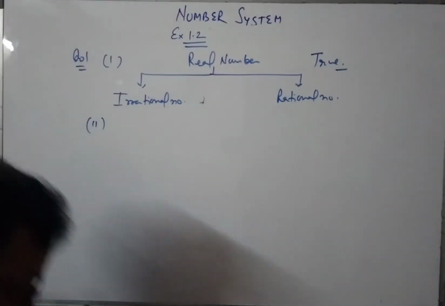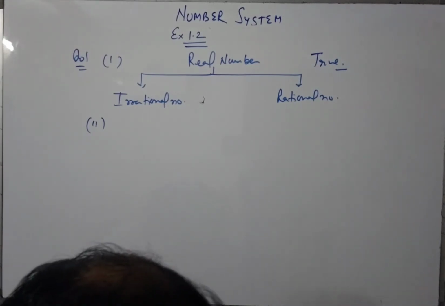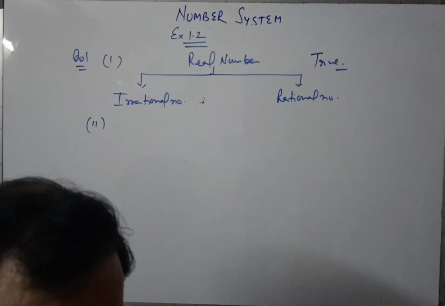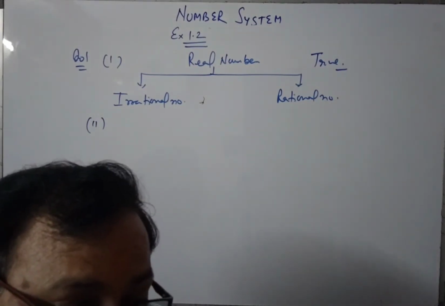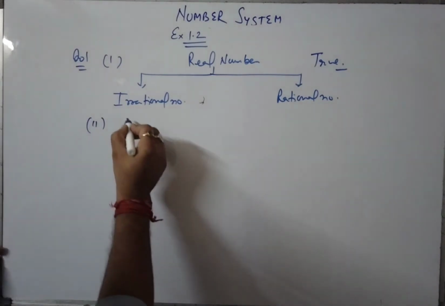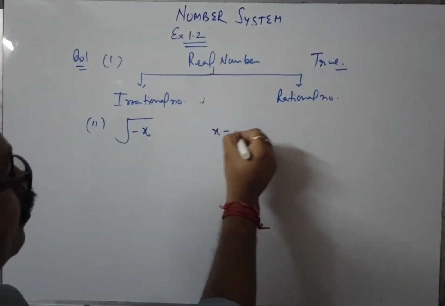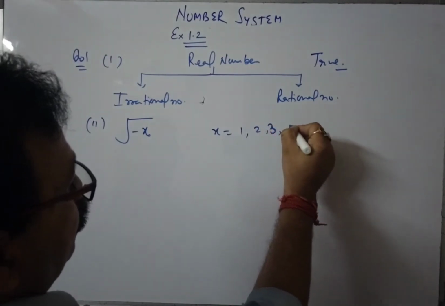In the second one, he's asking whether every point on the number line is in the form of root m, where m is a natural number. Actually, definitely it can be, but every one of us knows that a number can be negative, and a negative number cannot be considered a natural number. So the statement is false, as we have to represent any number in the form of root of minus x, where x can be 1, 2, 3, because these are all natural.